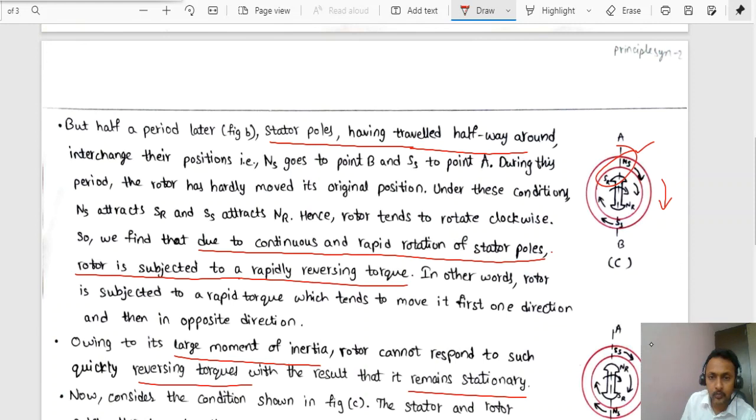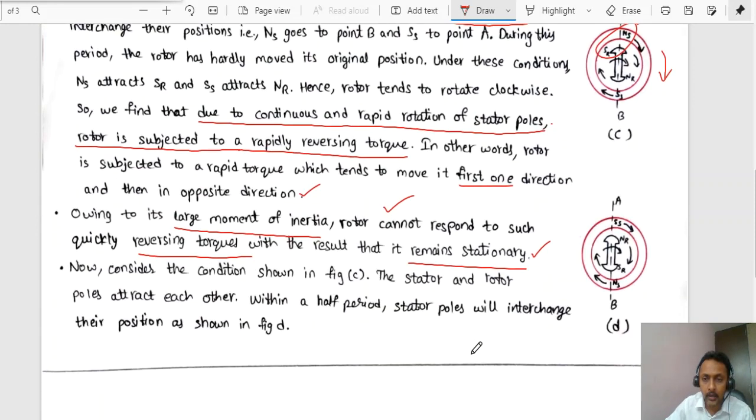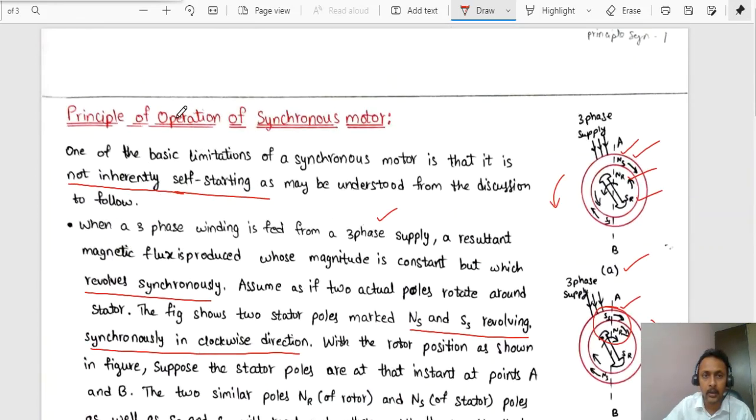So here, which tends to move the rotor one time in one direction and another time in the opposite direction. Because of the large moment of inertia, the rotor cannot respond to such quickly reversing torques, which makes it remain stationary. Because of this large moment of inertia, the rotor cannot respond to the quick reversal of the torque, right? And because of that, it remains in the stationary mode. That is the reason why we say this three-phase synchronous motor inherently is not a self-starting machine.